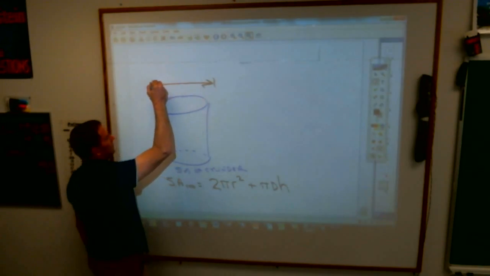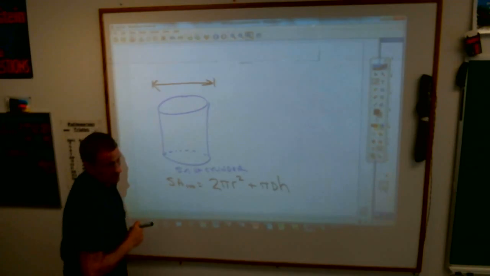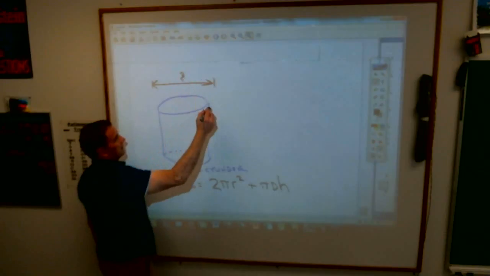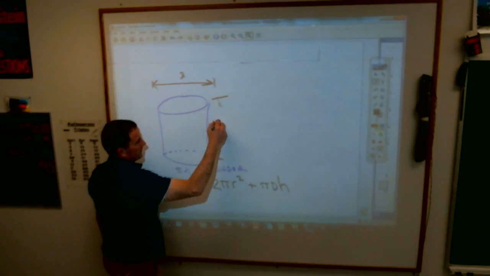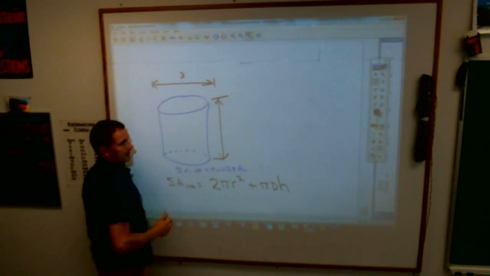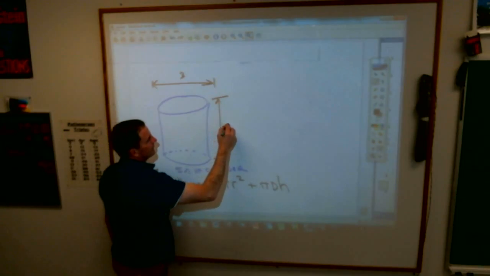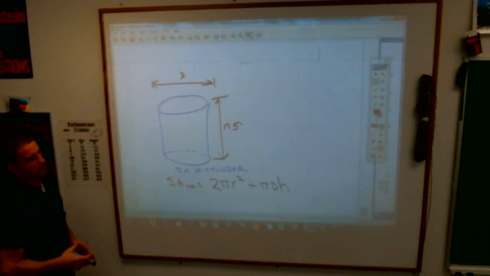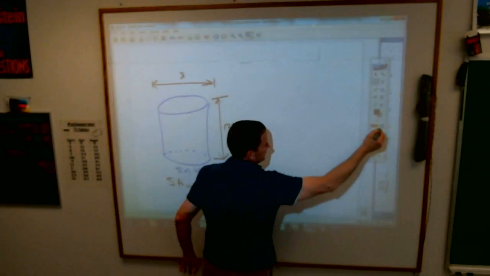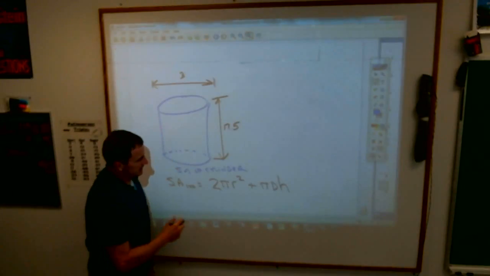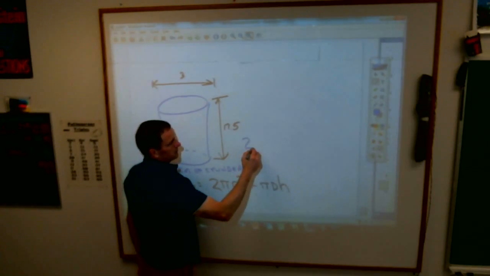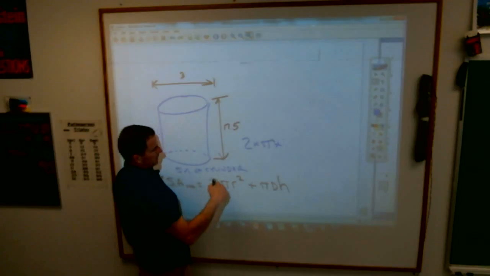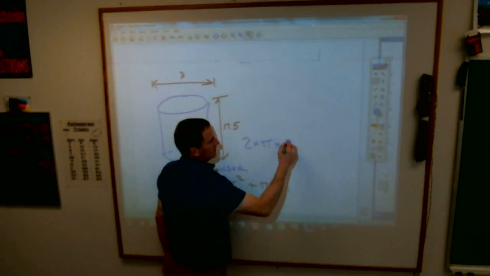Somebody tell me what's the diameter of my can that I drew there? Give me something. Jaden, give me a number. 3. You only need these 2 dimensions to find the surface area. What's the height of my can, Elijah? 17.5. So you just plug those numbers in your formula, and this is what I need to see if you're trying to appease the teacher. 2 times pi times the radius squared, 3 squared.